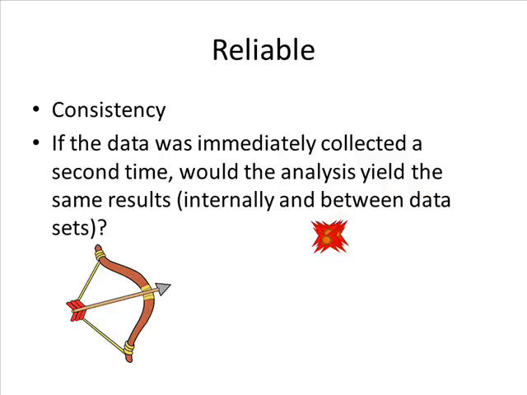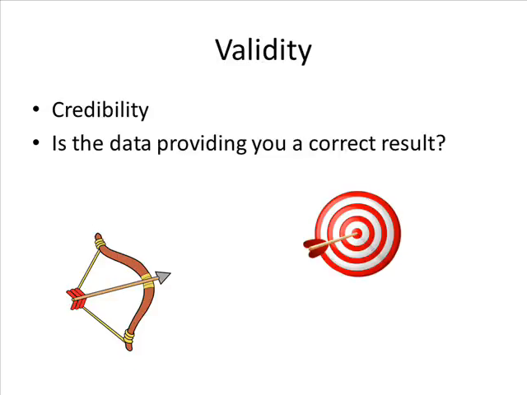Slide 19. Reliability and consistency are synonyms. If the data was immediately collected a second time, would the analysis yield the same results? That is reliability. The reliability may be internal or between datasets. Slide 20. Validity is credibility. You should ask, is the data providing you a correct result?